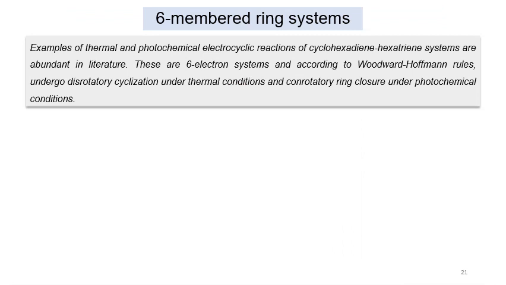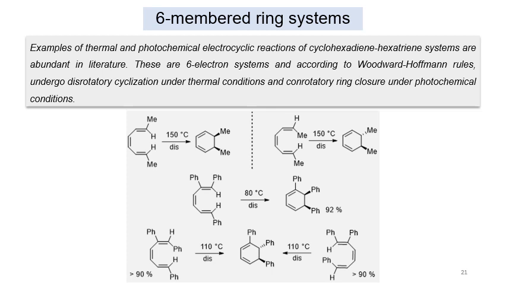We now move on to the six-membered ring systems, in which we will see both the thermal and photochemical electrocyclizations. Obviously, we will consider the cyclohexadiene and the hexatriene systems. Obviously, these also follow the Woodward-Hoffmann rules for six electron systems and will undergo a disrotatory cyclization under thermal conditions and a conrotatory ring closure or ring opening under photochemical conditions. So some of these examples are displayed here.